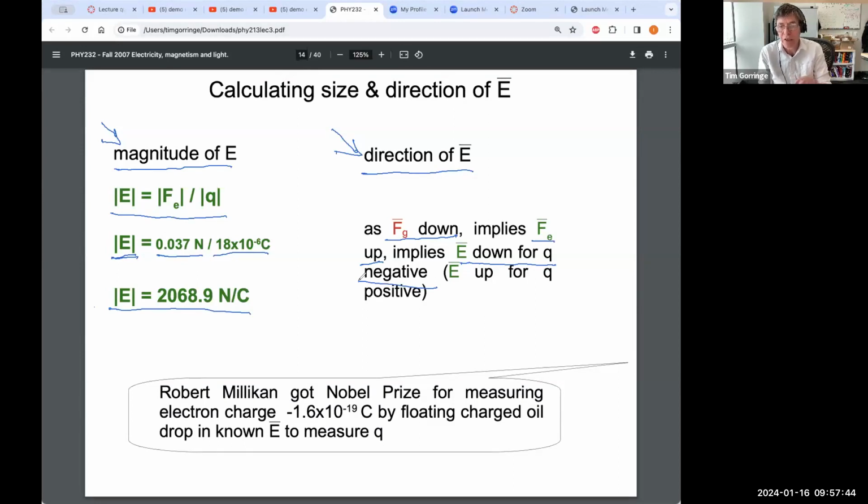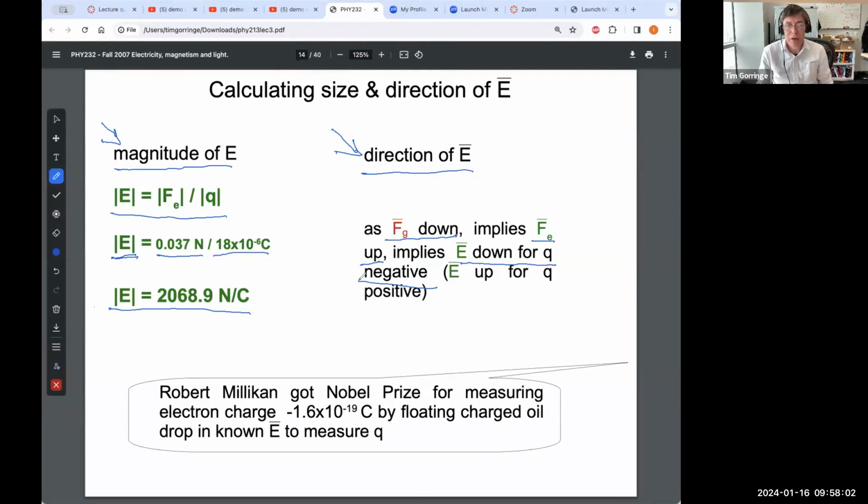So we knew the gravity was down. We know that the electrical force must be up. It must mean that the electrical field must be down in this particular example. And so the electrical field is down for a negative charge.